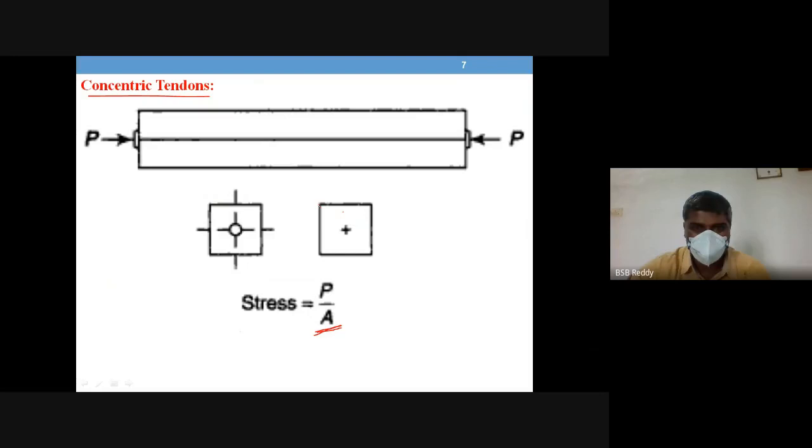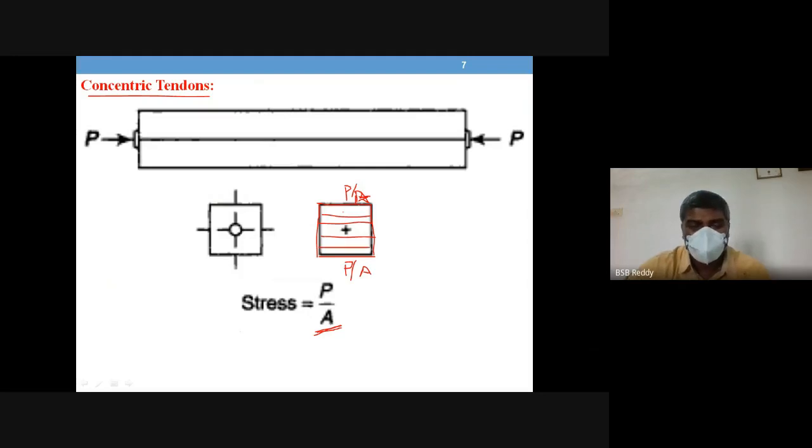This is the stress diagram. So this is the reference line, stress value, and just join it. So it is P by A at the top, even at the bottom the same P by A, and anywhere you take, the stress is P by A.